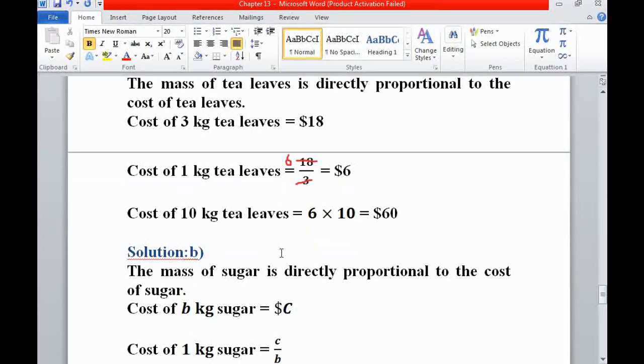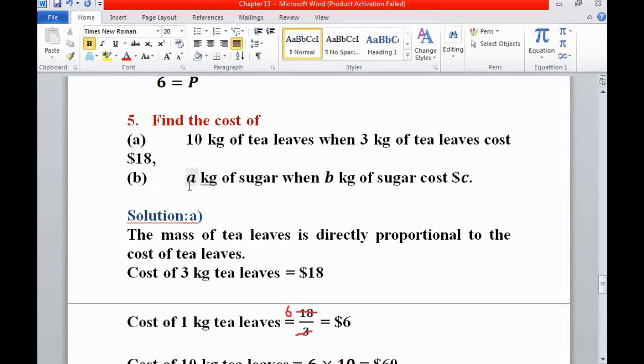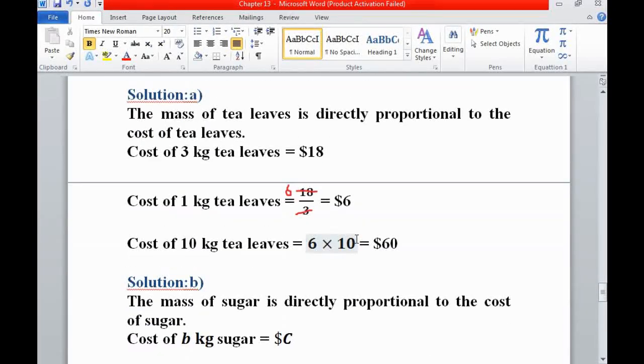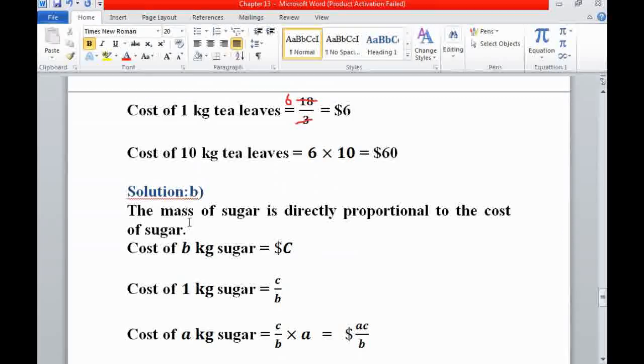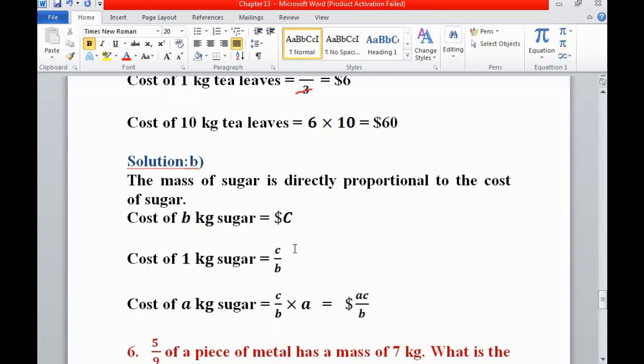Second part of this question is to find the cost of A kilogram of sugar when B kilogram of sugar costs C dollars. So just like the first part of the question, in the second part, the mass of sugar is directly proportional to the cost of sugar. So we know that the cost of B kilogram sugar is C dollars. So let's find the cost of 1 kilogram of sugar, which can be written as C upon B.